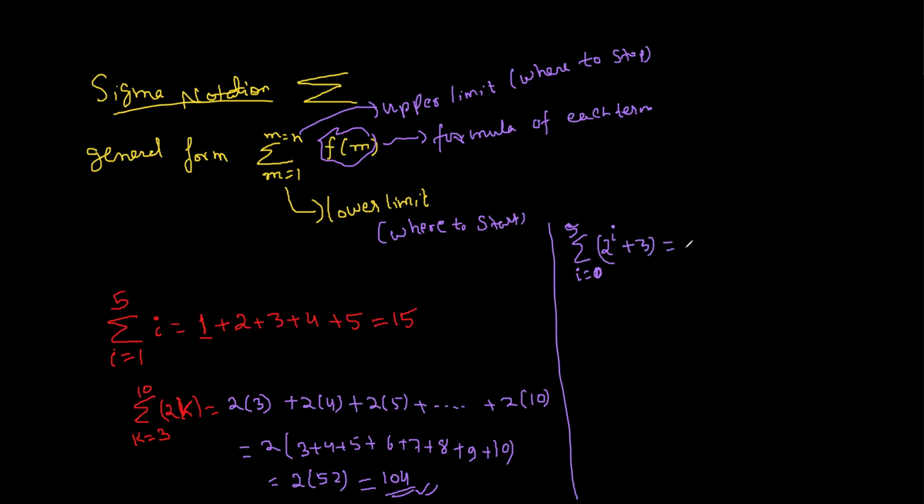So what will you do? First you put 2i with i equal to 0, then 1, 2, 3, 4, 5. Understood? You can add all these values and you will get the final answer. So sigma notation is just a neat way to write a long sum, right?